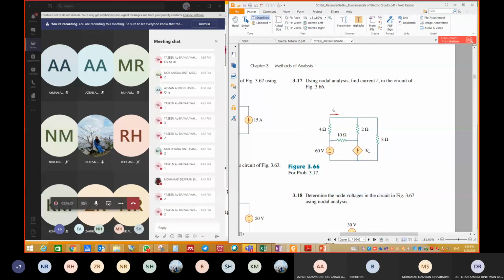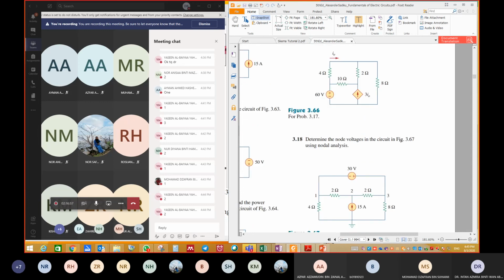Also here one. Okay. But if you want to make it only 2, yes, you can. But this node, you should make it 60 volt. So meaning that when you want to find the current of I naught, I naught is equal to 60 minus this node, divided by 4.